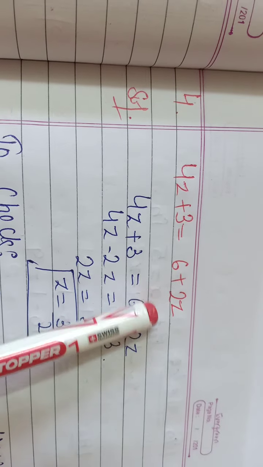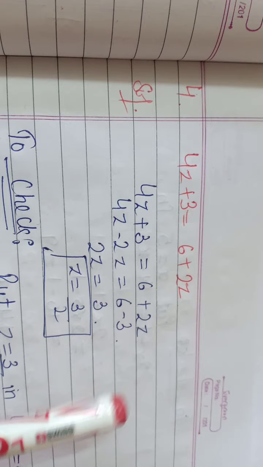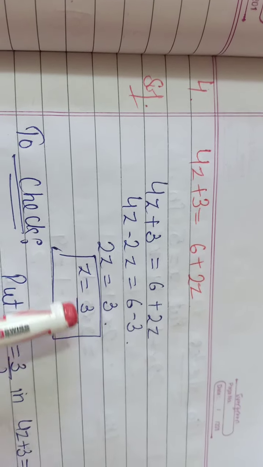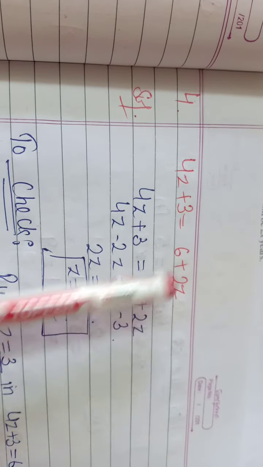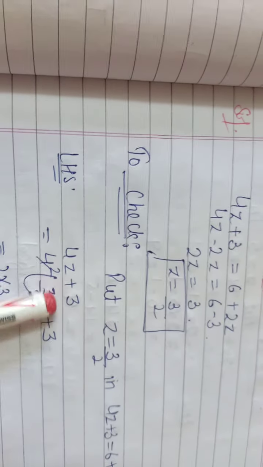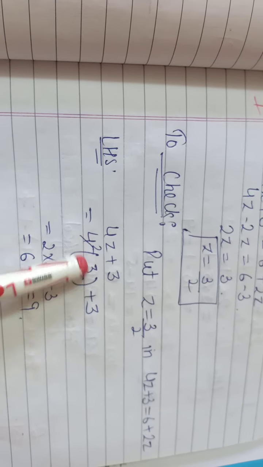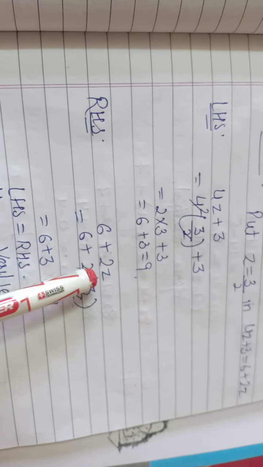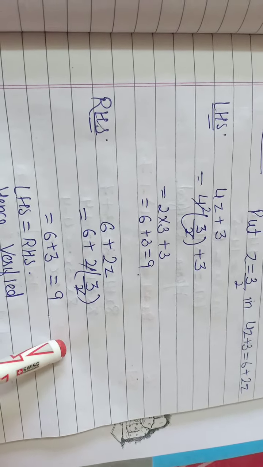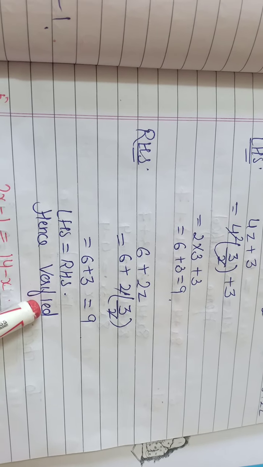4z plus 3 is equal to 6 plus 2z. So variables are on one side and constants are on one side. So we get z is equal to 3 by 2. So to check, firstly put it in left hand side. So 4 into 3 by 2 plus 3. So 2 ones are 2, 2 twos are 4. So 3 twos are 6. So 6 plus 3 is equal to 9. And on right hand side, 2 and 2 cancel. So 6 plus 3 is equal to 9. So left side is equal to right side, which verified our answer.